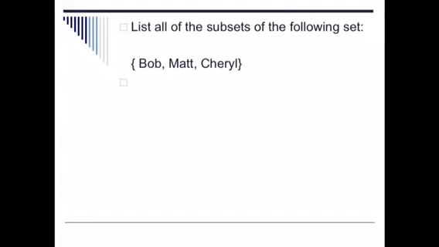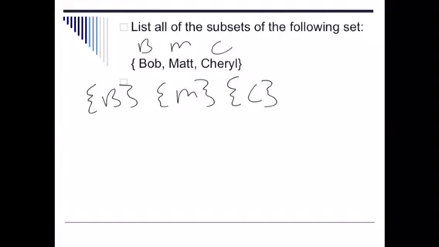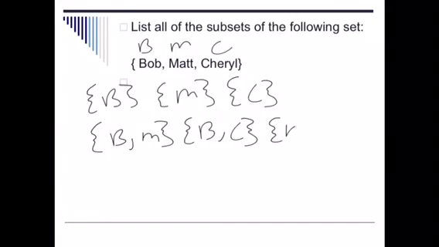Alright, so to make things easy, I'm going to use some abbreviations. So B for Bob, M for Matt, and C for Cheryl. So for our first sets, I'm going to list all of the individuals. So I have the set that is just Bob, or the set that is Matt, or the set that is Cheryl. And I have all of the 2 people at a time, or 2-person sets. So I could have Bob and Matt, could also have Bob and Cheryl. Or I could also have Matt and Cheryl. I could also have all three people because a set can always be a subset of itself. So Bob, Matt, and Cheryl.